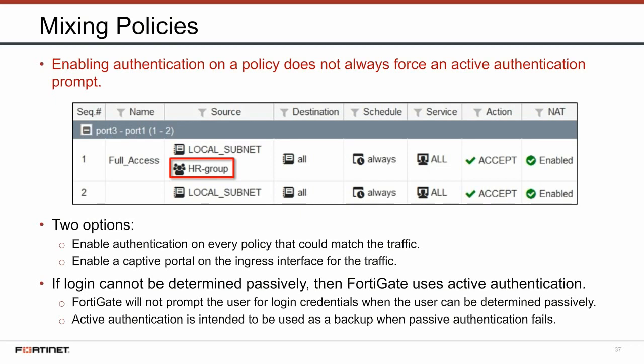If you are using both active and passive authentication, and a user's credentials can be determined through passive authentication, the user will never receive a login prompt, regardless of the order of any firewall policies. This is because there is no need for FortiGate to prompt the user for login credentials when it can determine who the user is passively. When active and passive authentication methods are combined, active authentication is intended to be used as a backup, to be used only when passive authentication fails.